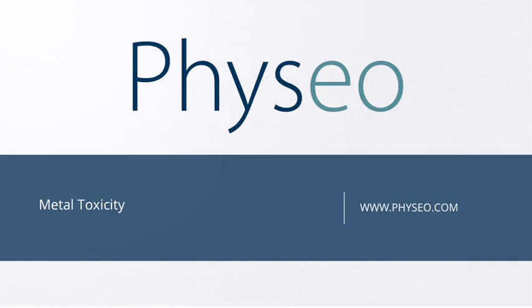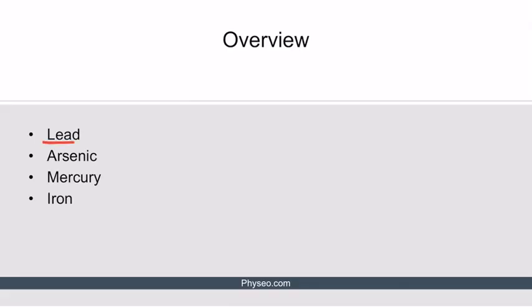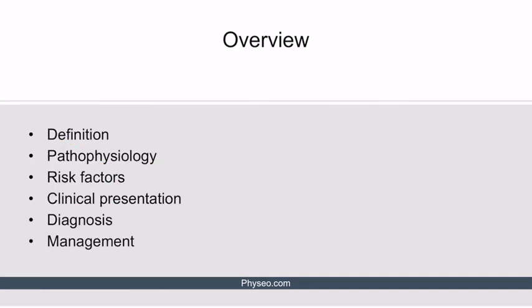Let's get started. In this lecture, we'll cover lead, arsenic, mercury, and iron toxicities. For each metal toxicity, we'll cover the definition, pathophys, risk factors, clinical presentation, diagnosis, and its management. So let's start with a definition of lead toxicity.